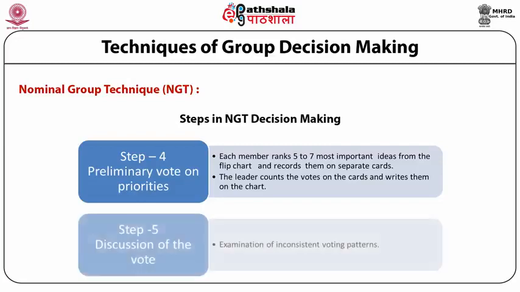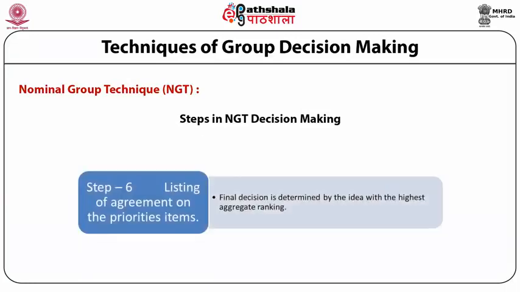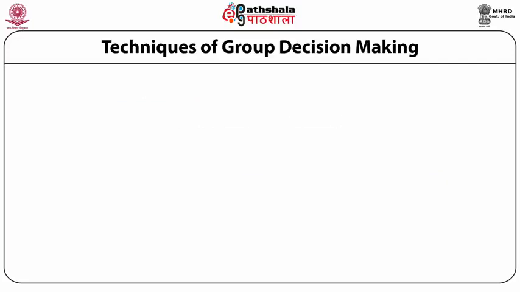Then they move on to the fifth step, that is discussion of the vote, where examination of inconsistent voting patterns is done. In step 6, listing of agreement on the priorities is done. That is, eventually, the final decision is determined by the idea with the highest aggregate ranking. So now you see the various 6 steps which take place during NGT decision making. We move on to the next technique, which is called the Delphi technique.